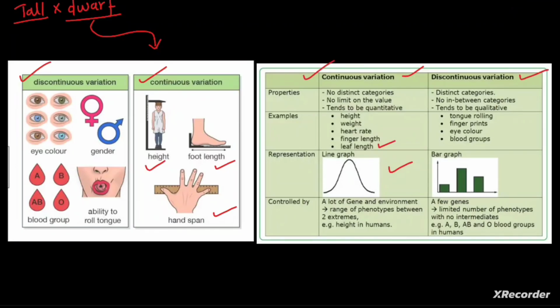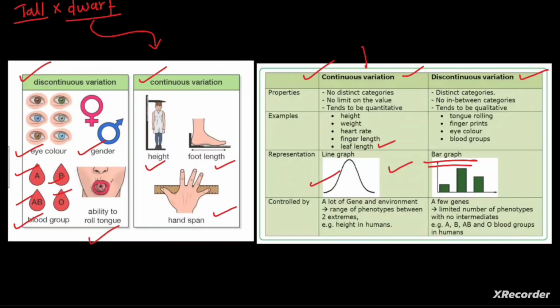What is discontinuous variation is where you get this type of bar graphs. Example here is eye color, gender or blood group. If you consider blood group, there are only 4 different: A, B, AB and O, right? So this is discontinuous. You won't get this type of graph here. It is a bar graph. And ability to roll the tongue. Either you can roll the tongue or you cannot. So these are the two different things, and there is no continuation in between, right? So that is your discontinuous variation.